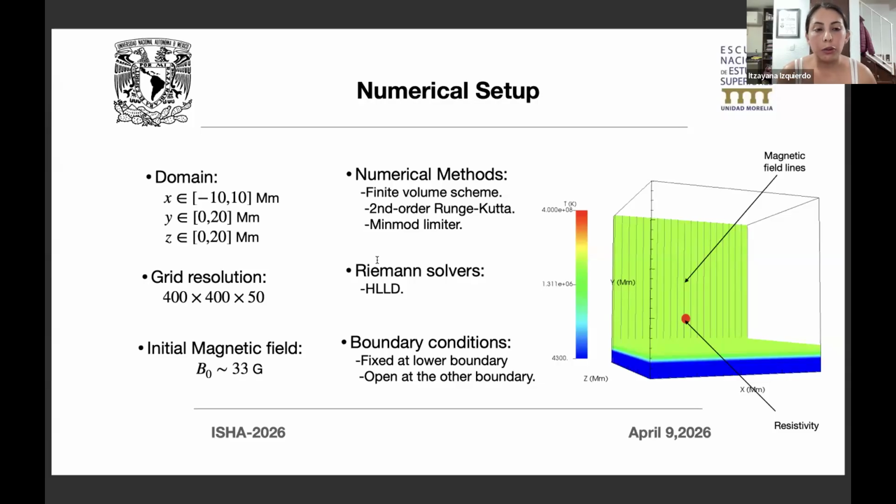All simulations use a 3D Cartesian domain that extends from -10 to 10 megameters in X and up to 20 megameters in Y and Z directions. We use 400 by 400 by 50 grid points with an initial magnetic field of approximately 30 Gauss. This initial configuration looks like this picture.